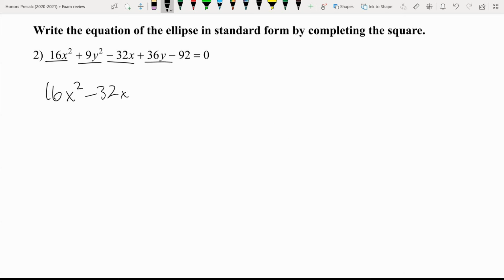Group together our y's, plus 9y squared plus 36y. Going to take this 92 and bring it to the other side. So negative 92 turns into positive 92. And here is the key.